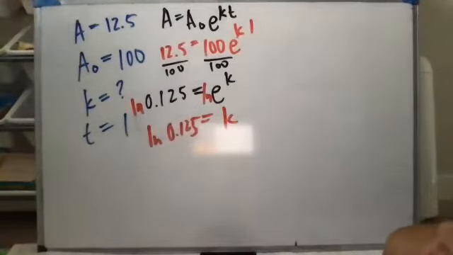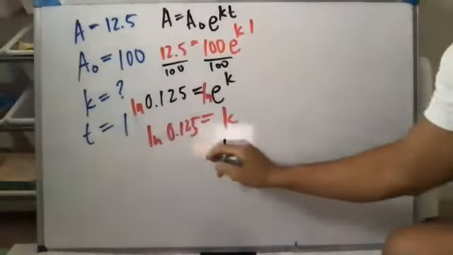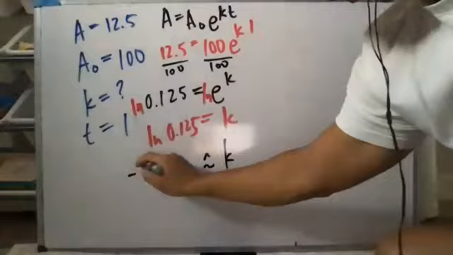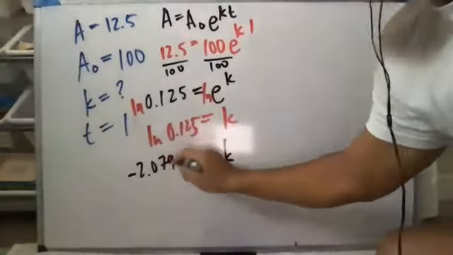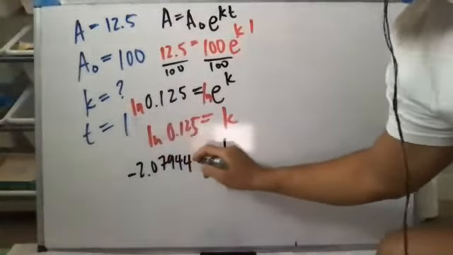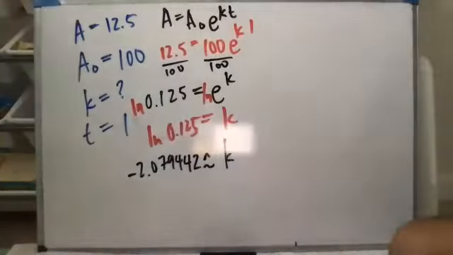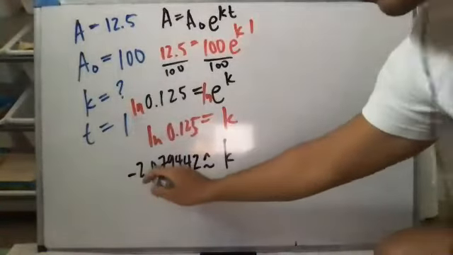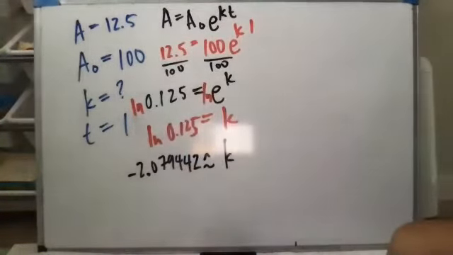Let's write that as an approximation. So ln of 0.125 is negative 2.079. Okay, so K is roughly negative 2.07944. Let's round to that far. Negative 2.07944. Okay. So now that I have my K, I'm going to come back to make sure we're answering the question.